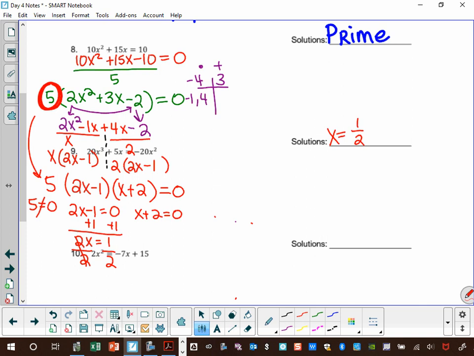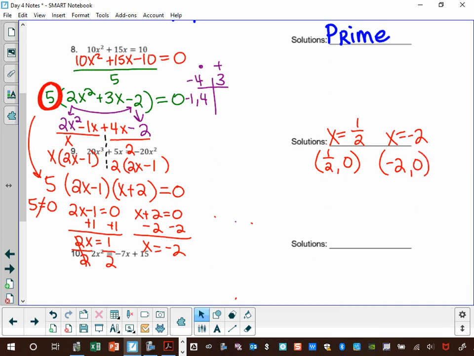What about this one? How do I solve for x? Subtract 2. So we're left with x equals negative 2. When it asks for solutions, you can leave it as x equals, or you can leave it as a point, like 1/2, 0 and negative 2, 0. Those are the same things.